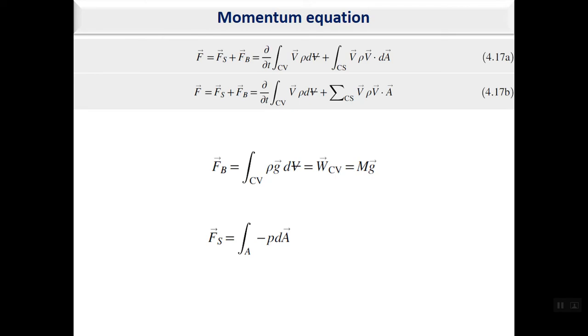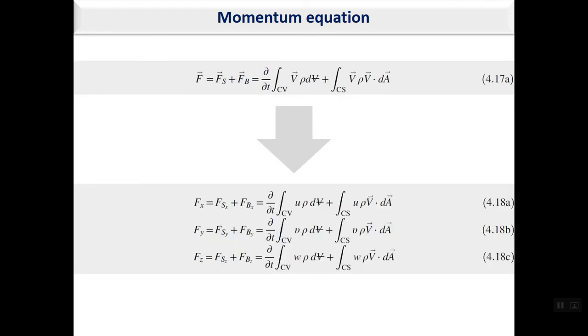As I told before, the main or common body force which we will encounter is the gravity force, which is calculated in this way, and the main surface force which we will encounter is the pressure force acting on the control surface. And as this equation is a vector equation, in the three-dimensional case you actually have three equations: the first in the x, the second in the y, and the third in the z direction.